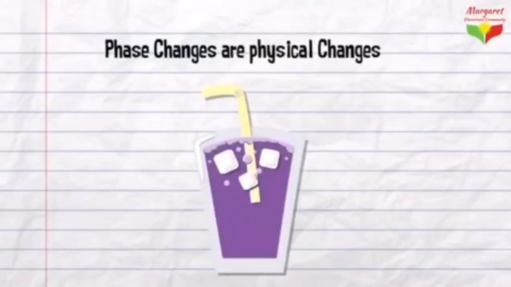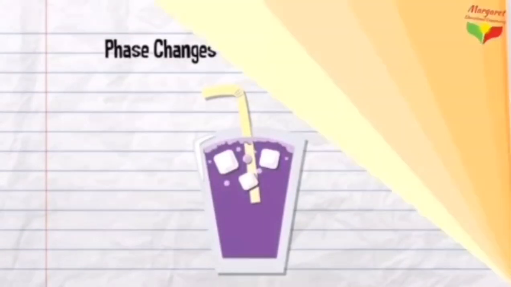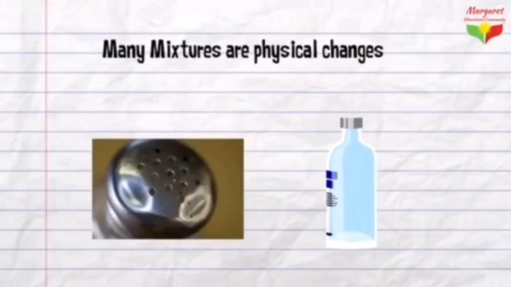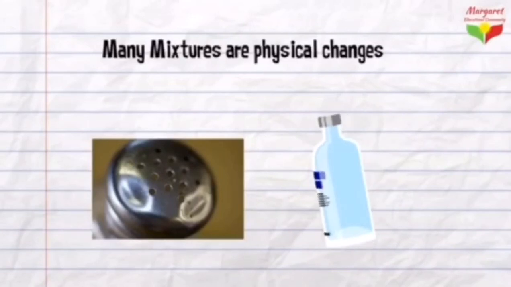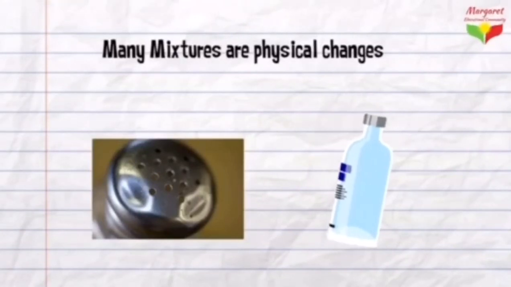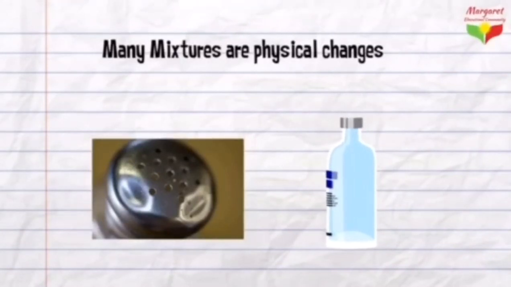Phase changes are physical changes as well. When ice goes from a solid to a liquid to a gas and then back, these are physical changes. Mixtures are physical changes. For example, mixing salt and water together is a physical change because the salt and water can be separated out later.